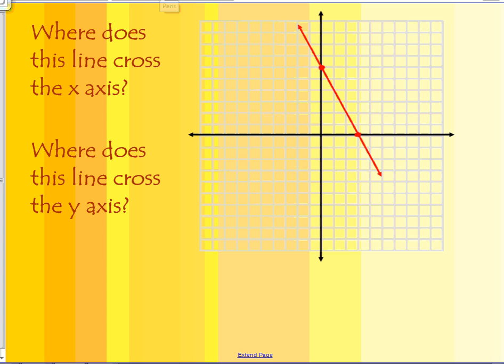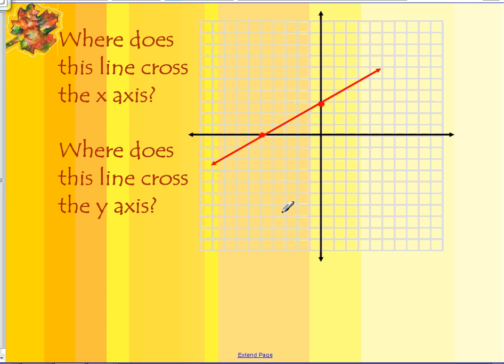So right away, we're just going to look at this problem that says, where does the line cross the x-axis? Well, we can look 1, 2, at 3. And where does the line cross the y-axis? At 5. All right, so our x-intercept would be 3, and our y-intercept would be 5. All right, we'll do one more example.